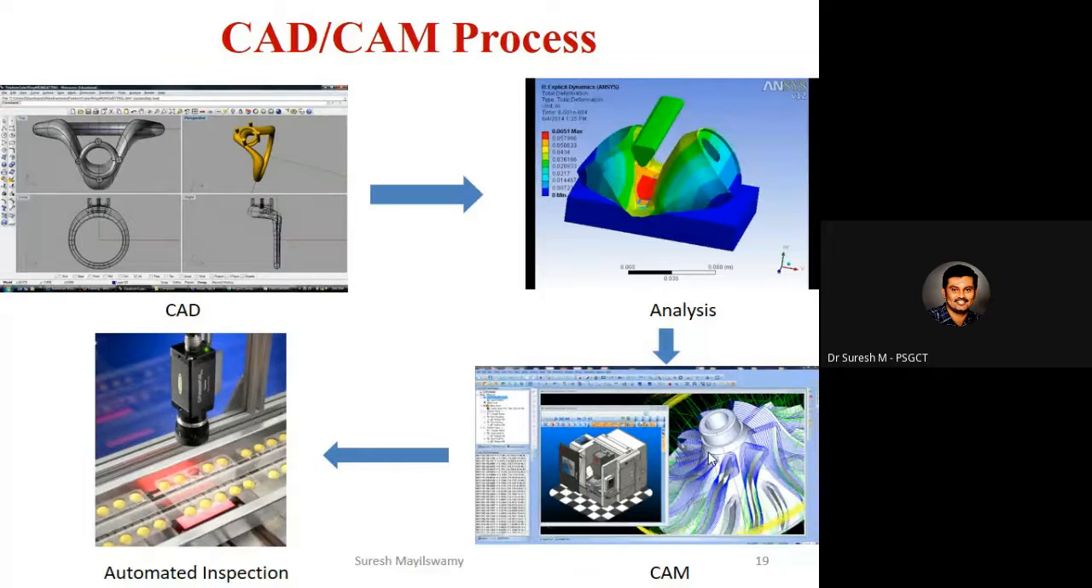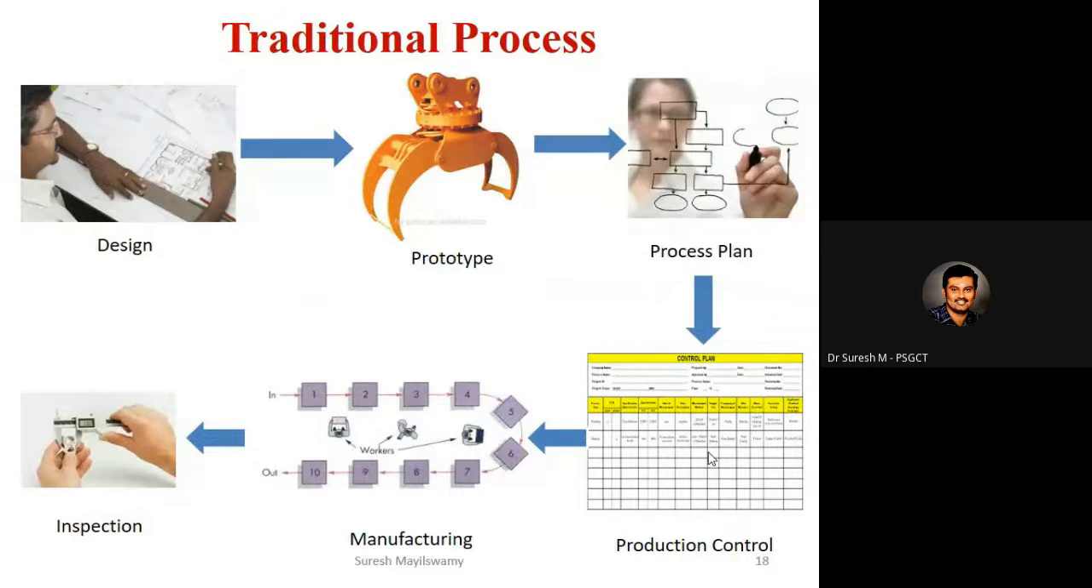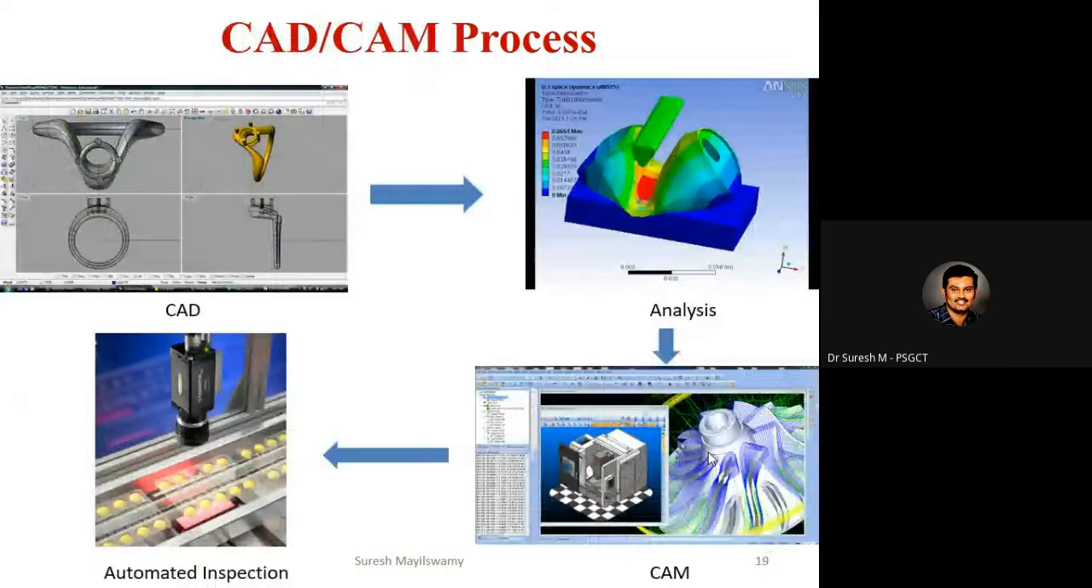So this traditional process of design, prototype testing, process planning, production control, manufacturing and inspection is converted into a CAD-CAM process by using CAD and CAM software and automated inspection. This type of system is called a CAD-CAM process.